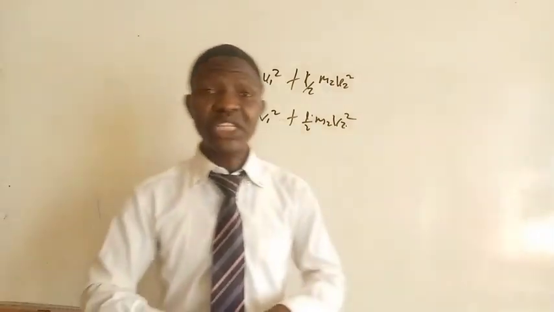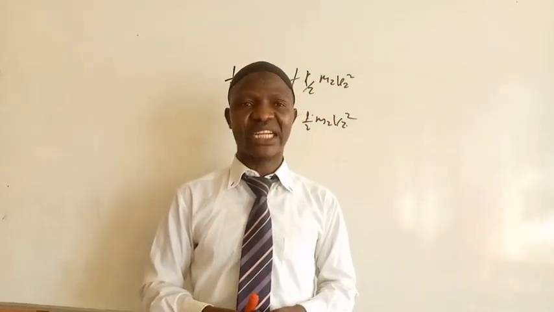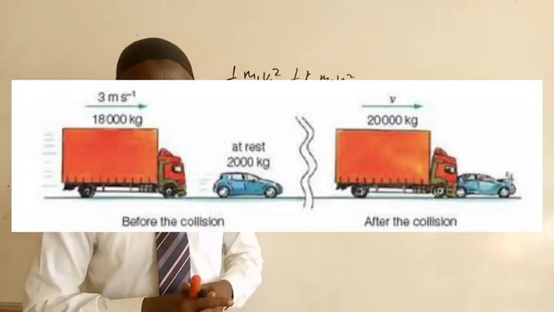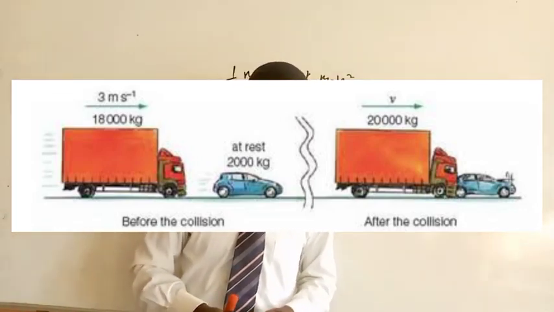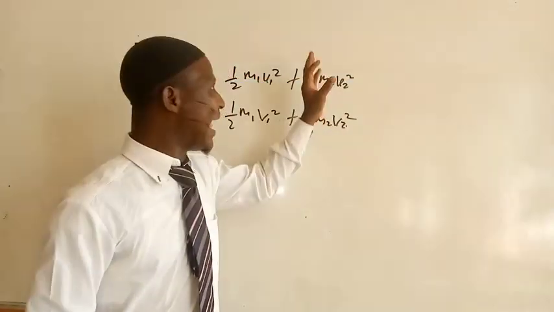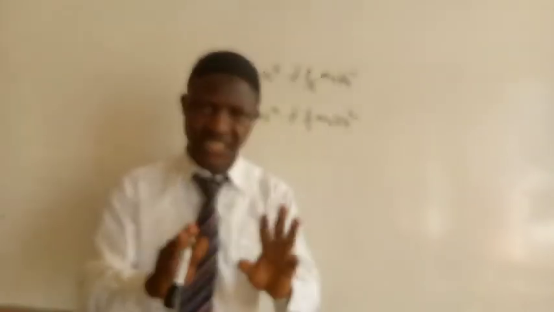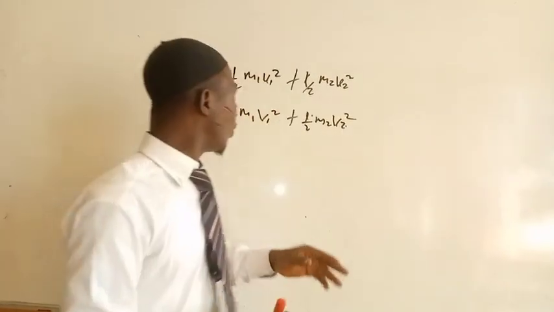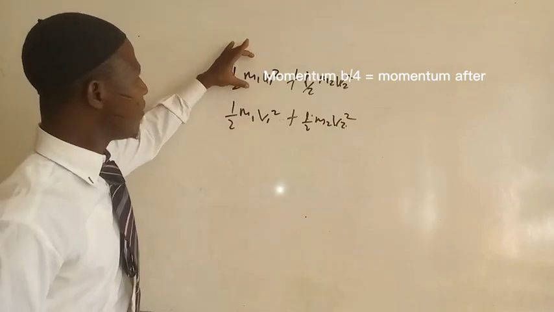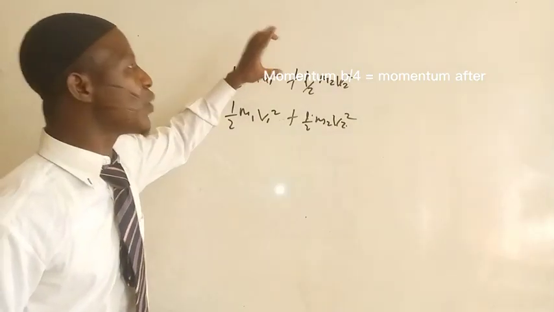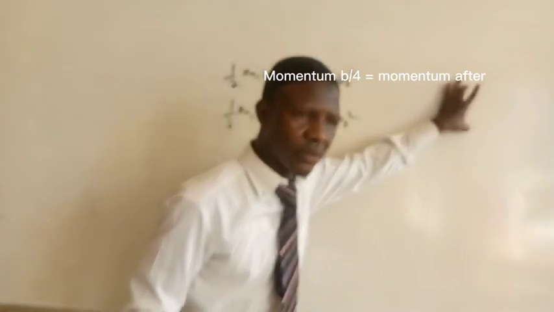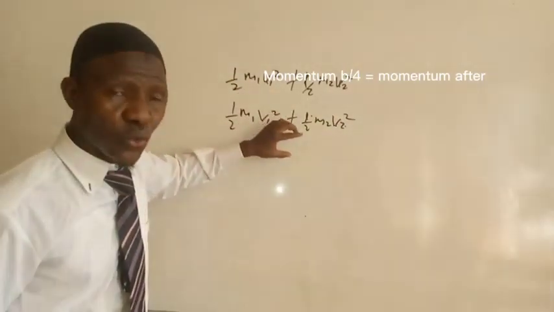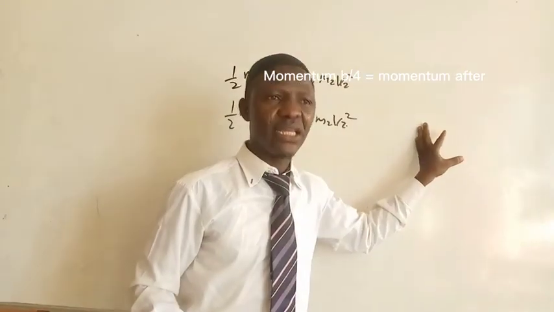Then we still have what they call perfectly inelastic. That is when the two bodies stick together and move with a common velocity. But for the sake of today's topic, we are going to base it on elastic and inelastic collision. In summary, for elastic collision, momentum before collision is equal to momentum after collision, and kinetic energy before collision is also equal to kinetic energy after collision.